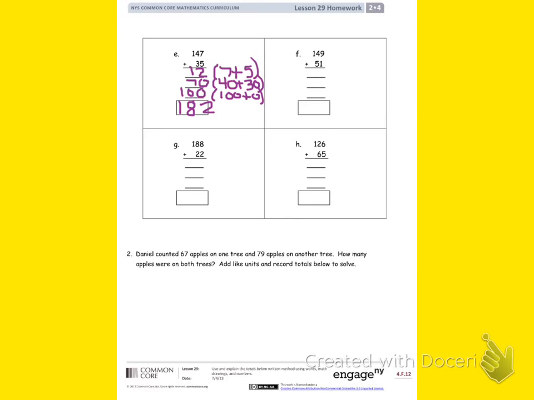Now let's look at item F. 149 plus 51. We'll start with the ones place again. 9 ones plus 1 one. That's written like this. 9 plus 1. 9 ones plus 1 one is 10 ones. Now we'll go to the tens. 4 tens plus 5 tens. That's written like this. 40 plus 50. 4 tens plus 5 tens is 9 tens, or 90.